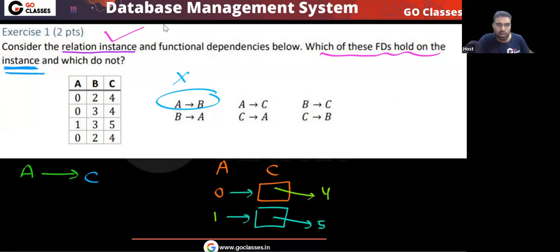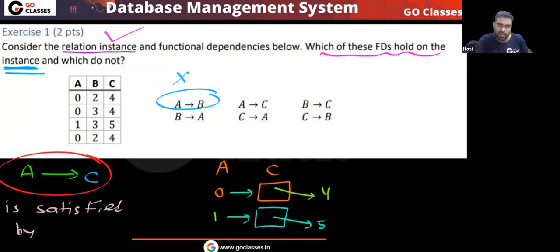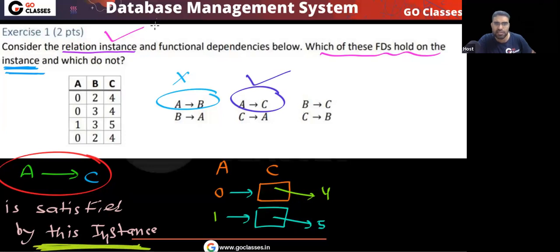So I can say that in this instance, this is satisfied. Remember, this functional dependency is satisfied by this instance. This given instance will satisfy this dependency. This is important, that this given instance is satisfying this dependency.